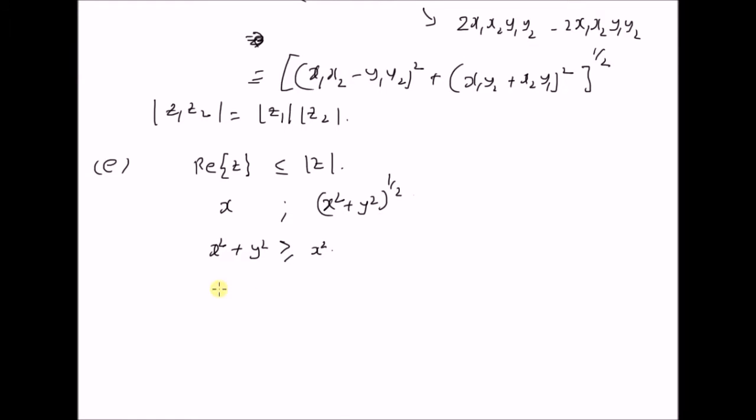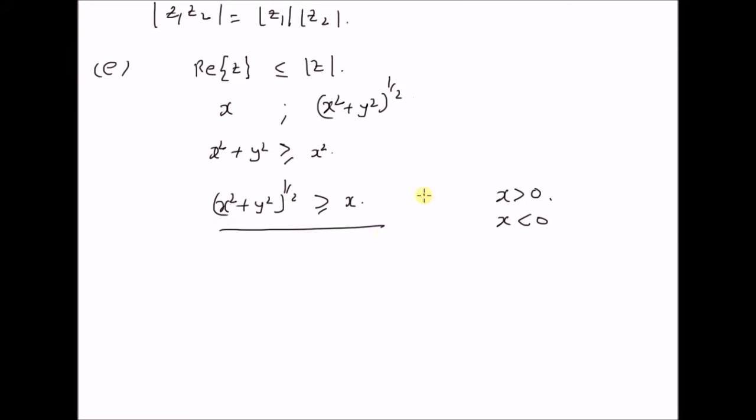Therefore, by taking the square root on both sides, we clearly see that (x² + y²)^(1/2) is always greater than x for x greater than 0. And for x less than 0, which is a negative number, it's always going to be less than any positive number. Therefore, this is true for all values of x that belong to the real numbers. Therefore, the real part of the complex number z is always less than or equal to the absolute value of the complex number.